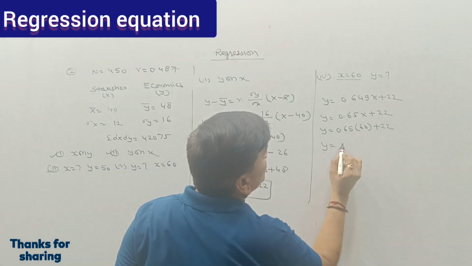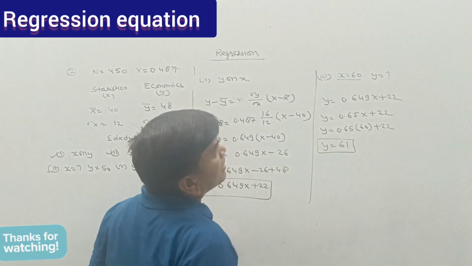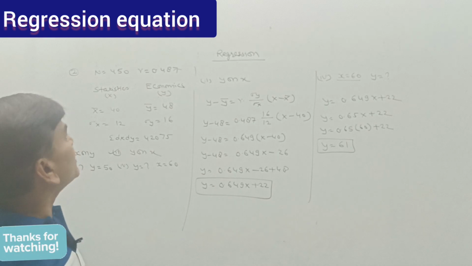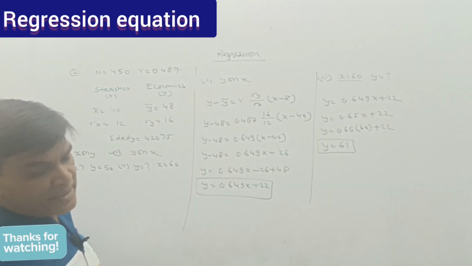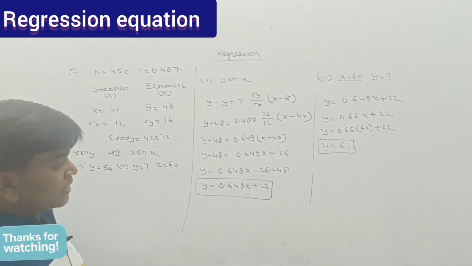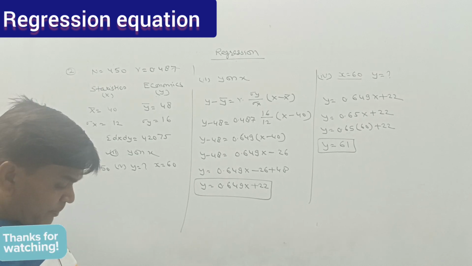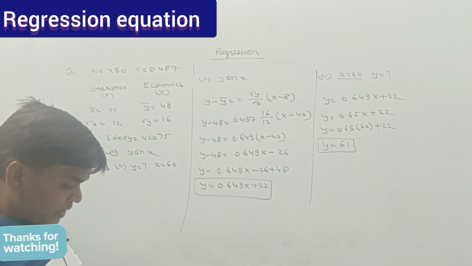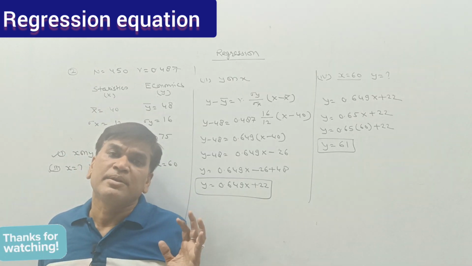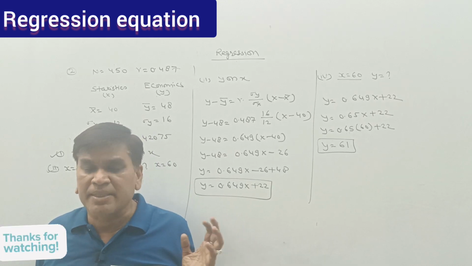So the student who scores 60 marks in statistics, on the basis of this we can say he will score 61 marks in economics. Once again, 0.65 multiplied by 60 plus 22 is 61 marks. So with the help of this we can calculate both equations, x on y and y on x, no problem at all.